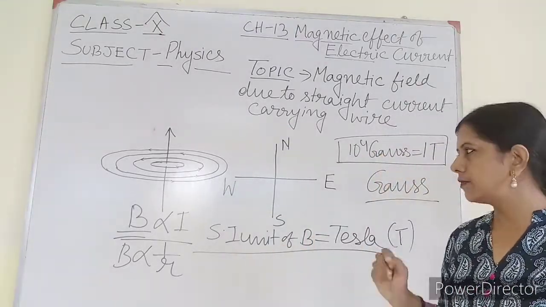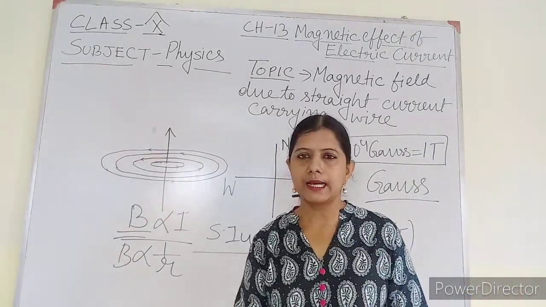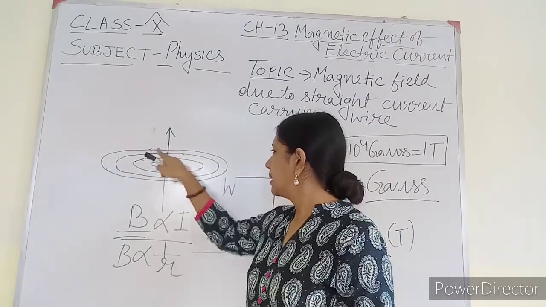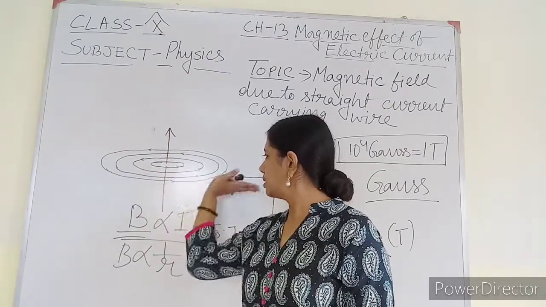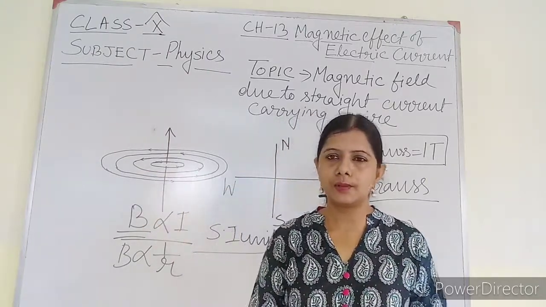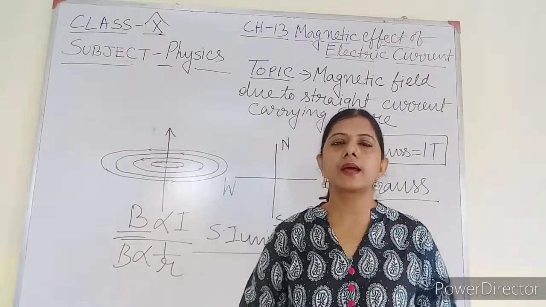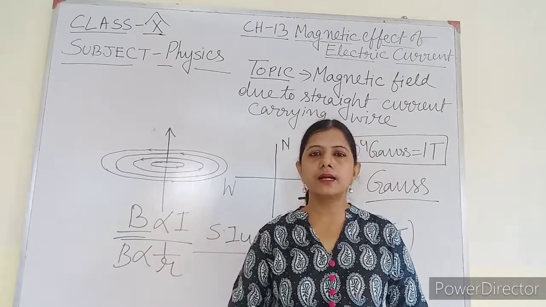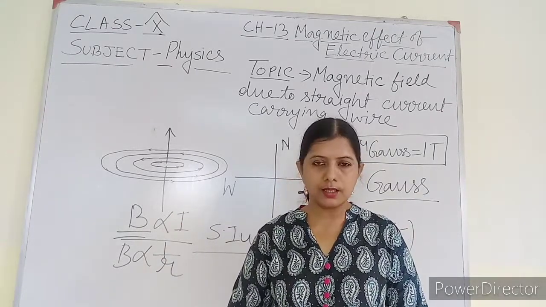Now next I have to find out the direction of magnetic field lines. You can find here that some arrows can be seen. The arrow here is pointing in this direction, arrow here is pointing in this direction. These arrows are giving you the direction of magnetic field lines. How to get the direction of magnetic field lines? For that you have to learn right hand thumb rule.